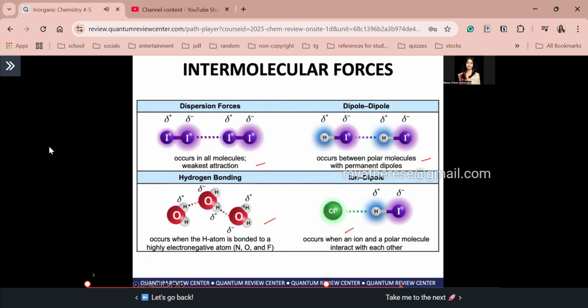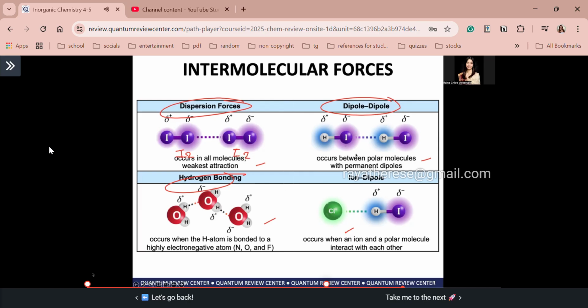Take note, these are the Van der Waals forces: London dispersion forces, dipole-dipole interactions, and hydrogen bonding. Ion-dipole forces are not Van der Waals forces because the interactions occur between an ion and a polar molecule. Here are some examples for dispersion forces. It usually occurs between two non-polar molecules. For example, an iodine molecule forms dispersion forces with another iodine molecule.